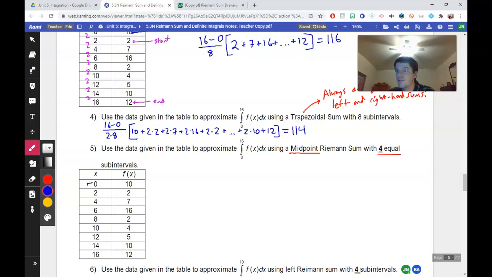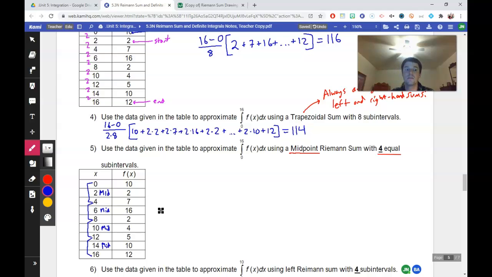Well, we have 1, 2, 3, 4 intervals. So the first one goes from 0 to 4. And what's the midpoint from 0 to 4? Well, it's right here. It's 2, right? That's the midpoint right there. The midpoint from 4 to 8 would be 6. The midpoint from 8 to 12 would be 10, and the midpoint from 12 to 16 would be 14.